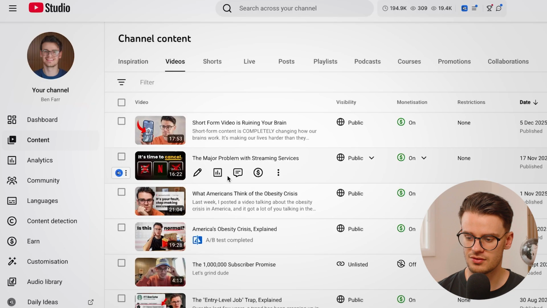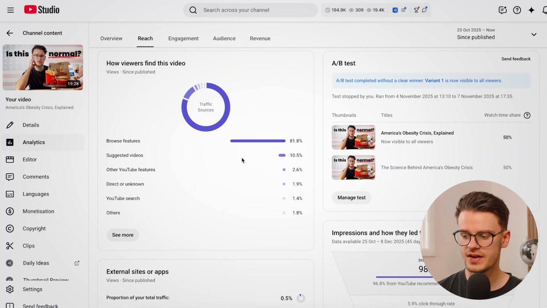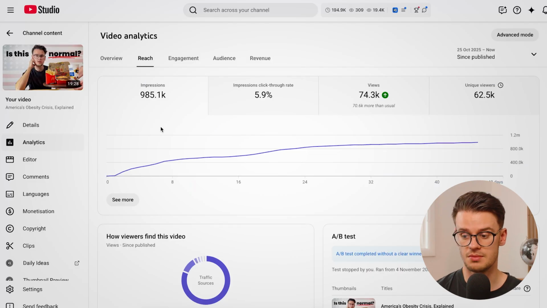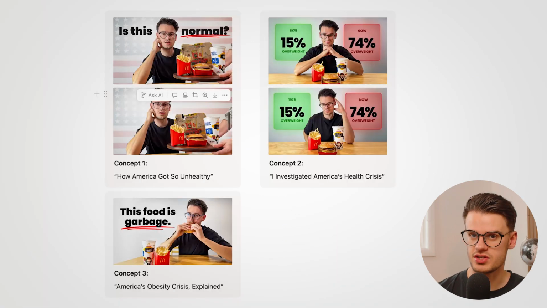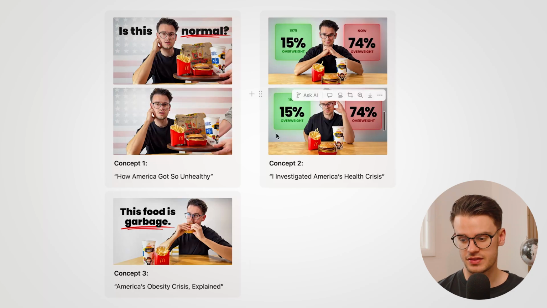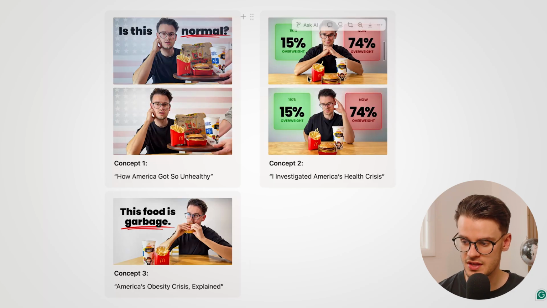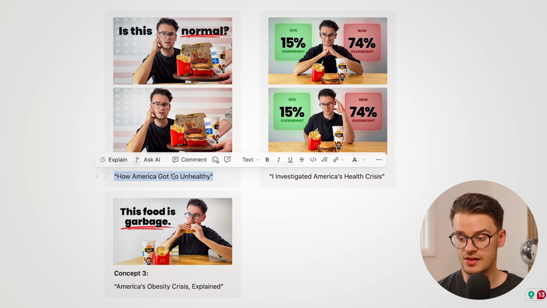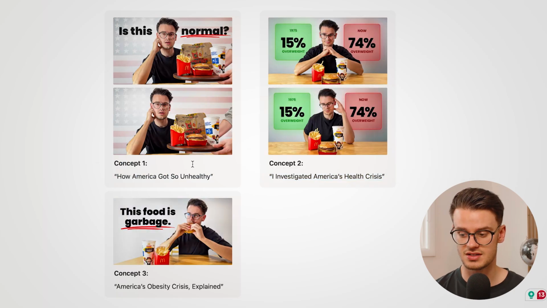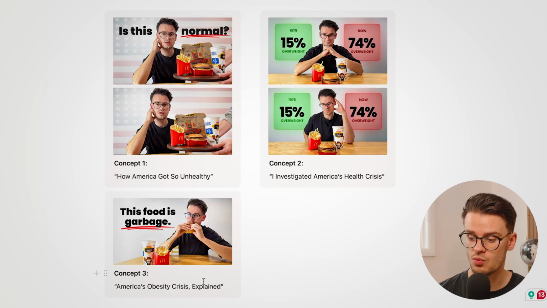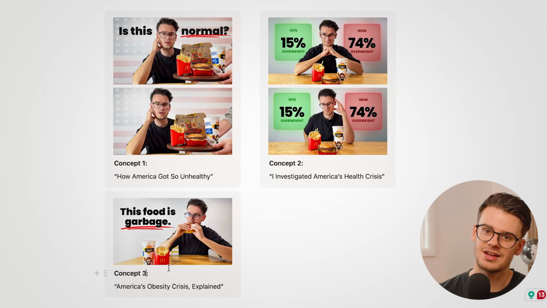To give you a sample of what this would look like, on this video here, which currently has almost 1 million impressions, I did a couple of A/B tests. Now, I forgot to screenshot the results of that test, but the first test I ran was with these 3 thumbnails and these 3 titles. Now, that initial testing showed me that this middle one here, concept 2, didn't do as well as concept 1 and 3, but ultimately 1 and 3 were tied. 3 had a slight advantage.